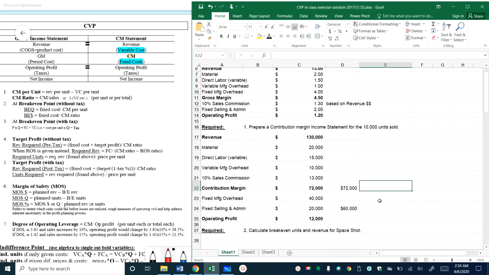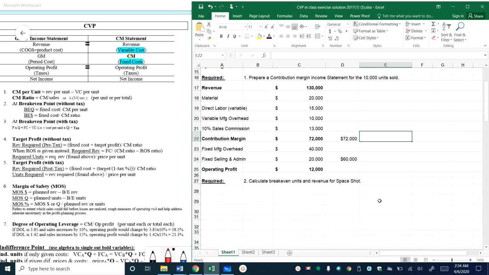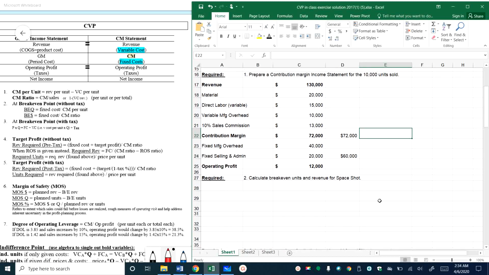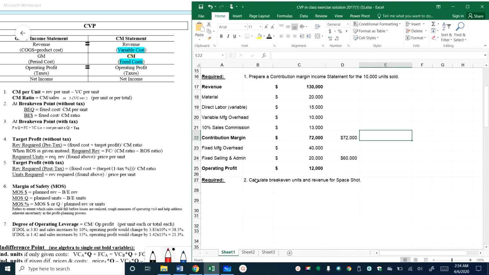So now we get to our first question, and we don't need the top anymore. For this first question, why don't you try calculating the break-even units and revenue for Space Shot? And again, you're going to want to use these equations to the side. So why don't you try that out?